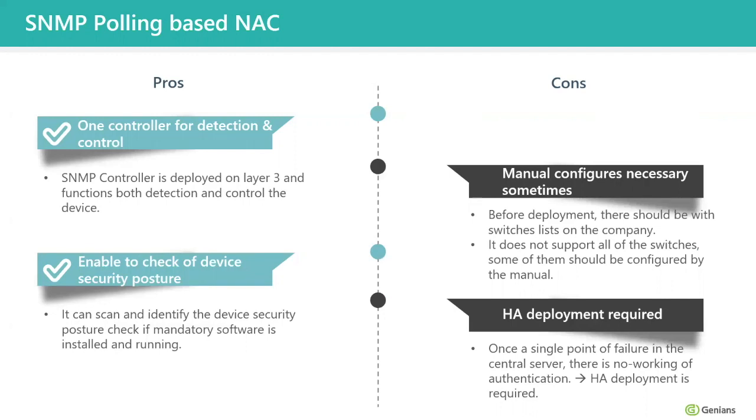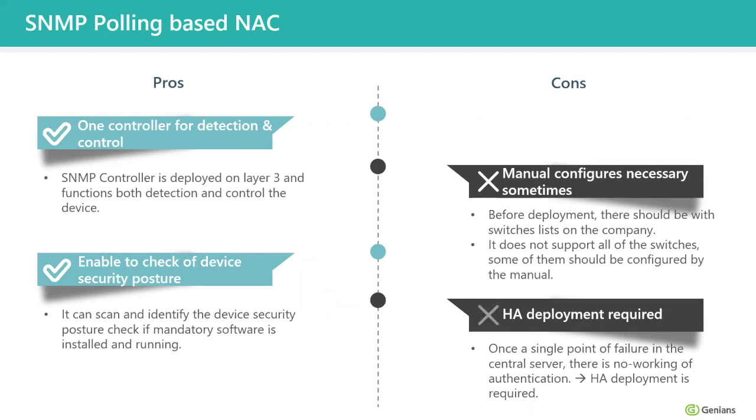Let's move to the cons. Before deployment of the SNMP Polling NAC, the IT manager should make a deployment plan to check how many and what various versions of switches there are. If some switches do not support auto-configuration with this NAC, they should come with manual configuration.